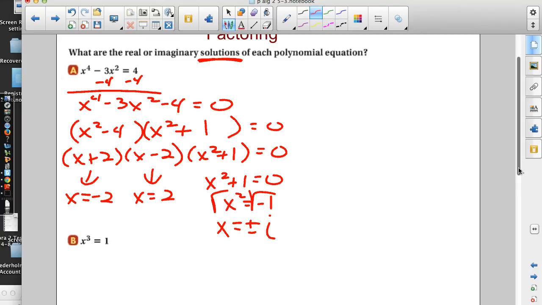Square root of negative 1, i. Four zeros? We have them all? Yeah. 1, 2, 3, 4. Imaginaries always come in pairs. You don't ever just get 1. Always come in pairs. Well, that wasn't so bad.